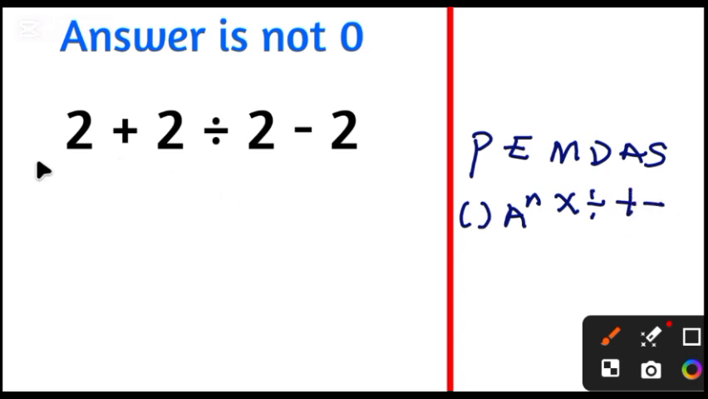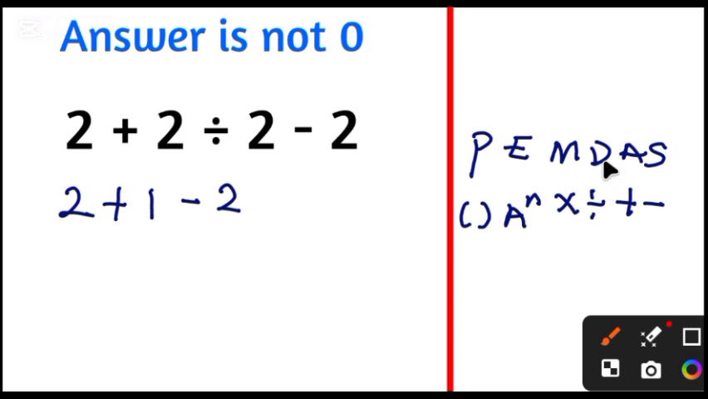Now, looking at this equation, we can see that we have addition, division, and subtraction. So, according to PEMDAS, we are to begin with the division. 2 divided by 2 will give us 1. So, we have a new equation which is 2 plus 1 minus 2.